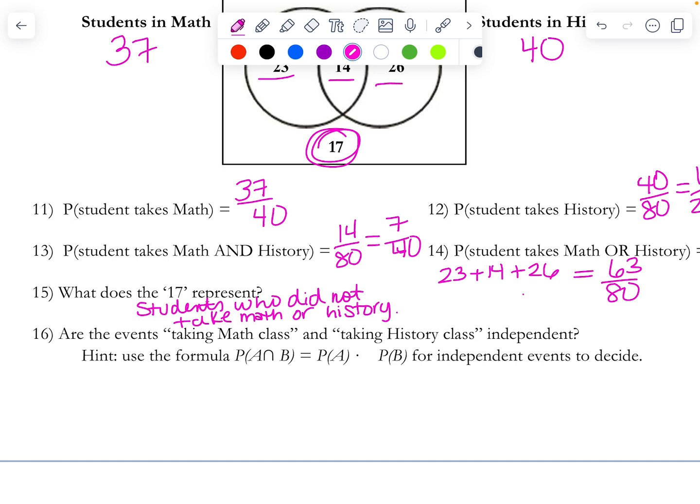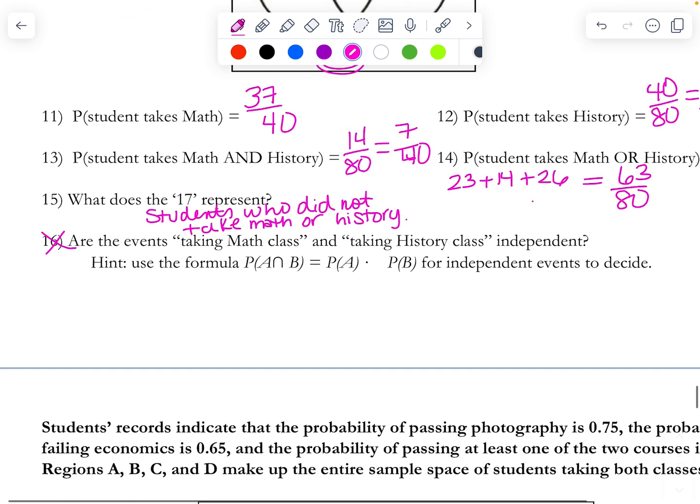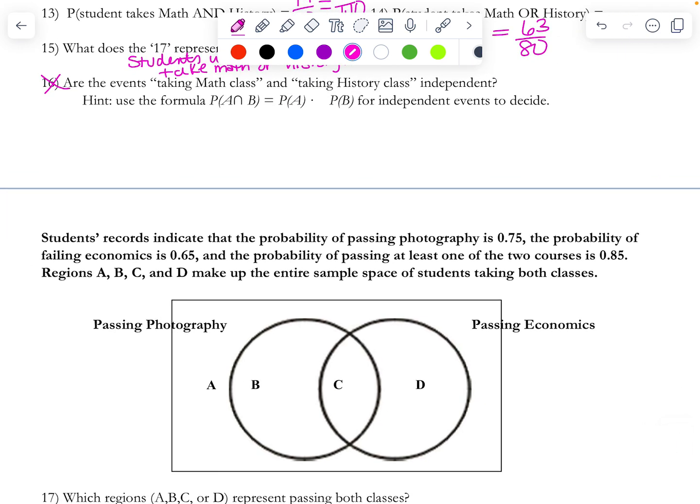Now, the next part says, are the events taking math class and taking history class independent? And you know what, actually, I'm going to skip this one. We don't need to know this one for right now. So we're going to go ahead and skip that one. All right, the next problem I want to do, because there's a nice little formula that we need to know for this problem, and actually a lot of the problems that we're going to do.